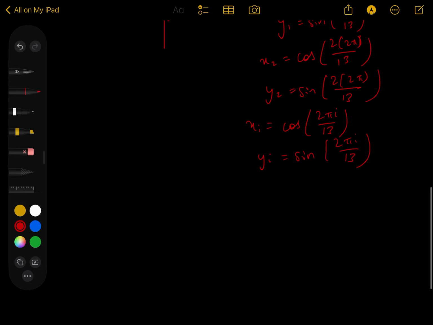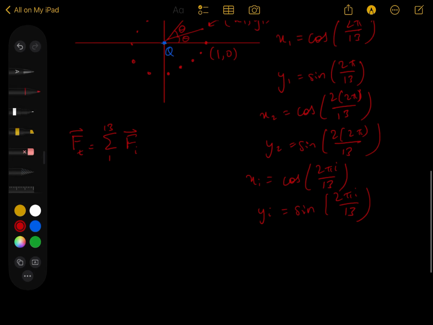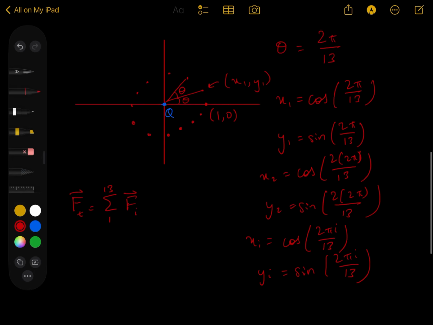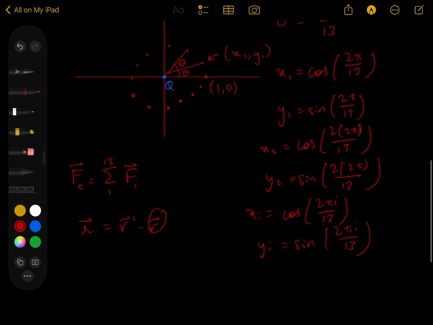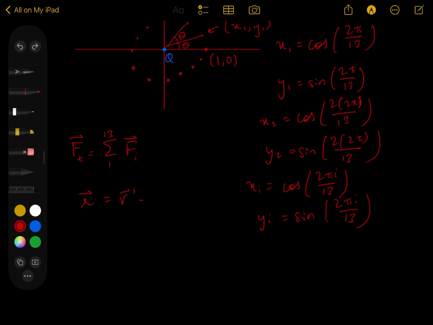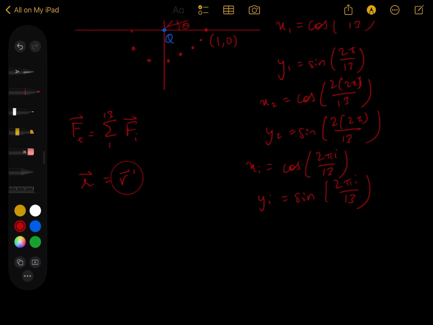Now, the reason this is relevant is that we want to sum the forces, right? So we know that the total F is going to be the sum of all the individual forces, right? And so if we now sum these positions, because we know that R is equal to R prime minus R, and so if we take the origin as R, then we actually just get the vector R as R prime.